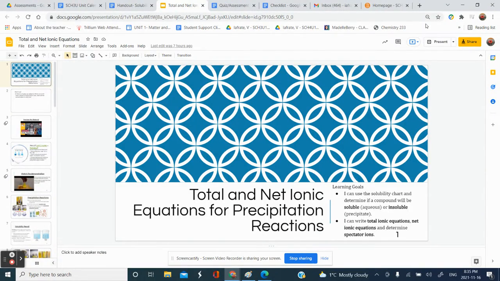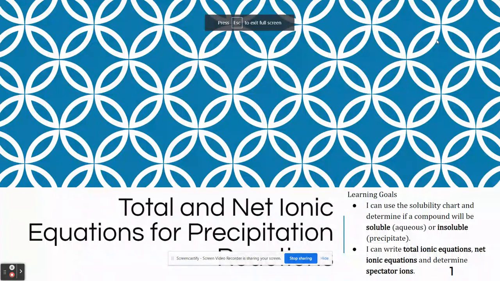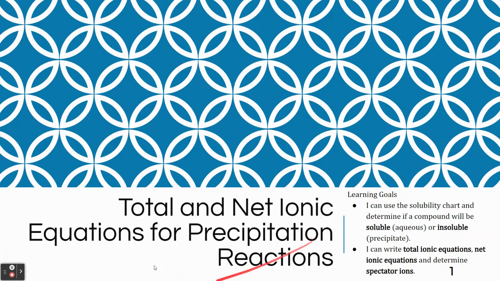In this video, we're going to learn about total and net ionic equations. Before we go into that new concept, though, we're going to focus on reviewing double displacement reactions that involve precipitates or precipitation. A precipitate is the solid chunks that form when you mix two solutions together. We've seen that in the previous unit.